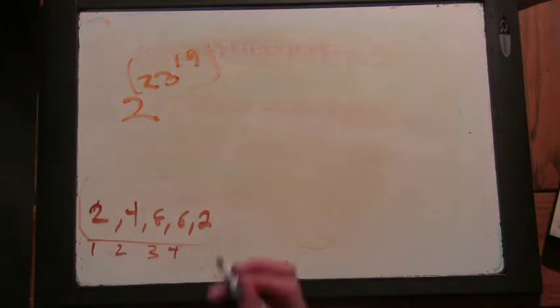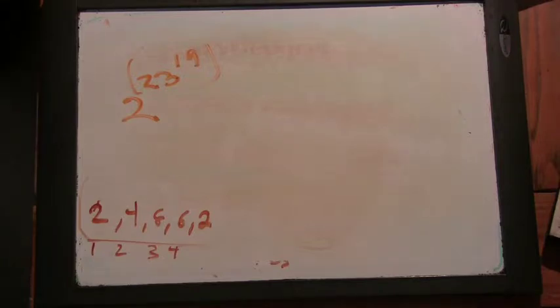Now we have to figure out 23 to the 19 mod 4. How are we going to do that? Maybe we could use the trick with the units digit, where we start out with the units digit and then multiply by 23 every time, but then we just get the units digit.